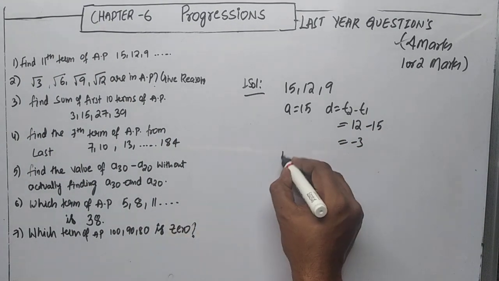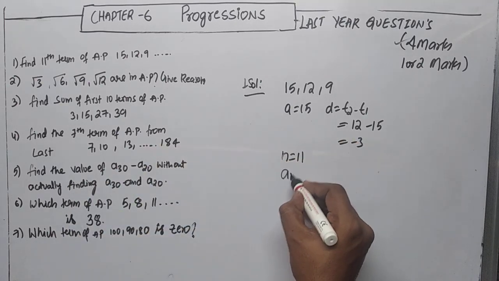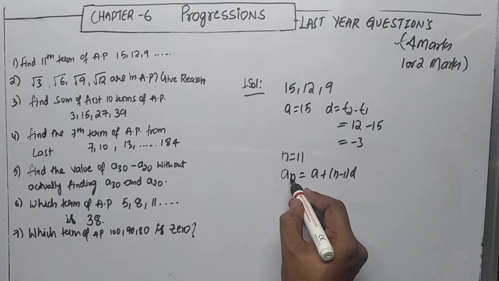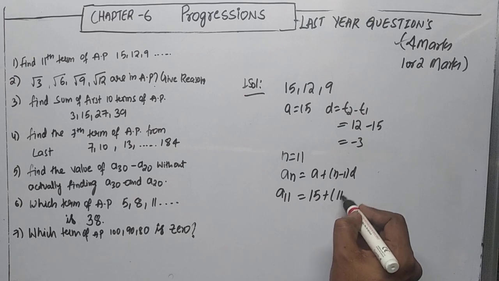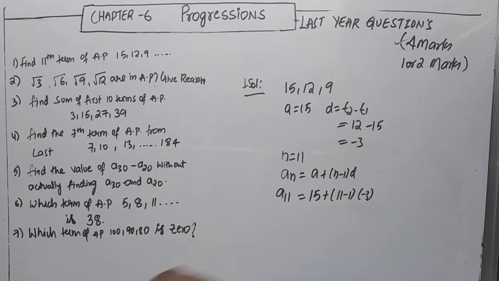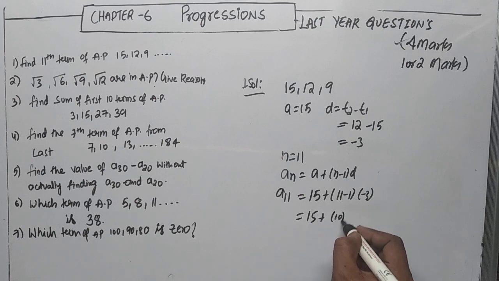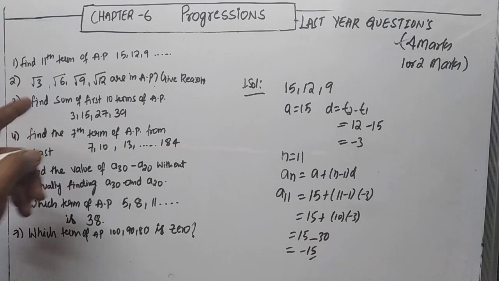So here n value is 11, and we have a formula to find the 11th term: an is equal to a plus n minus 1 into d. So here n value is 11, so we have to find a11. A value is 15 plus 11 minus 1 into minus 3. So 15 plus 10 into minus 3, so 15 plus minus 30, so 30 minus 15. So minus 15 is the 11th term of this AP.